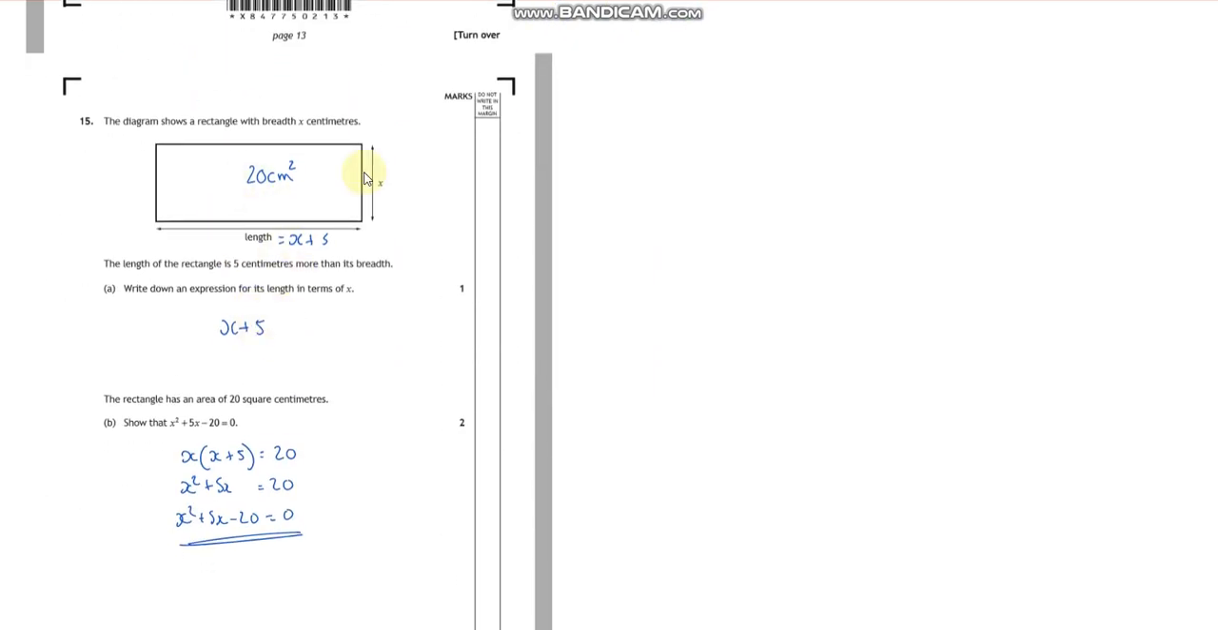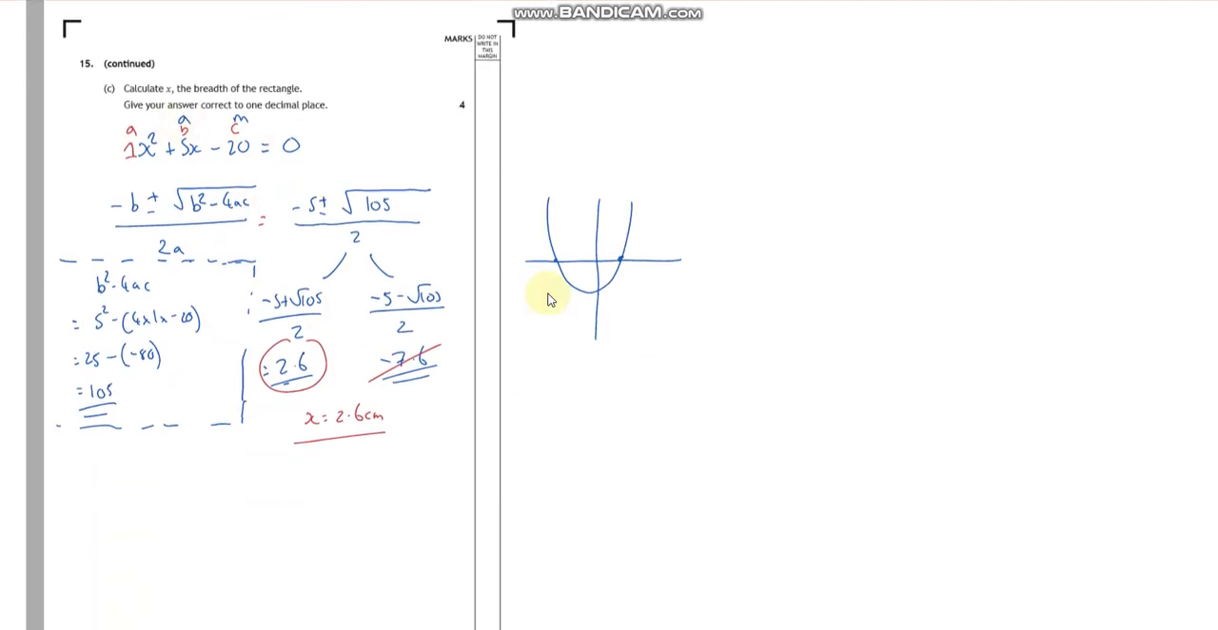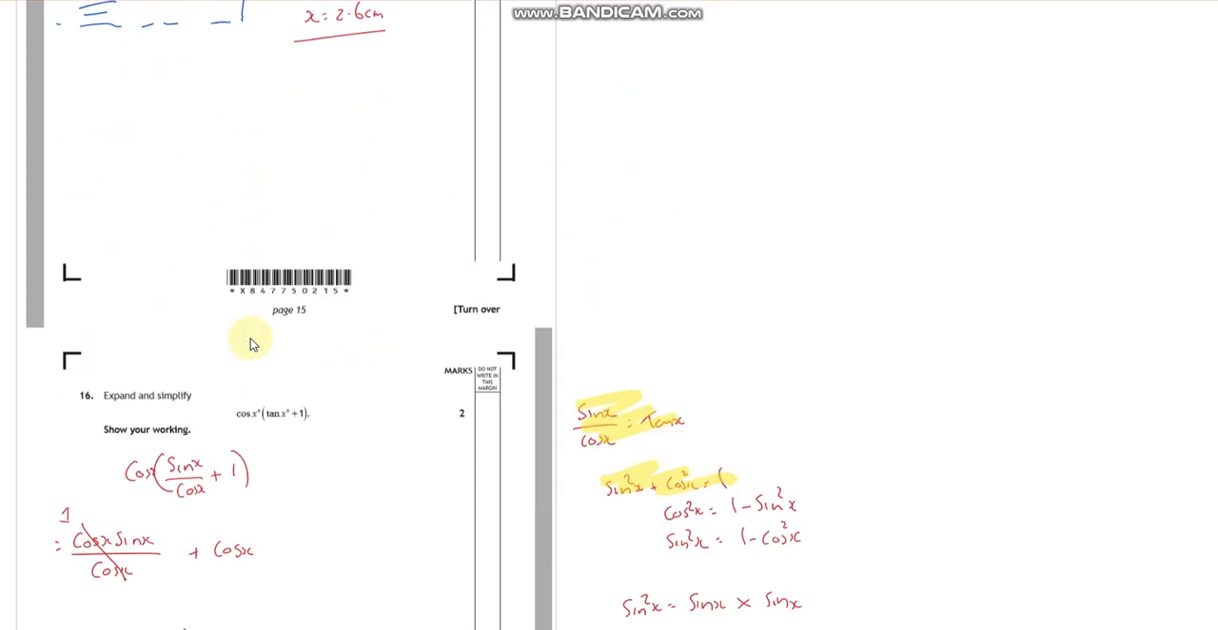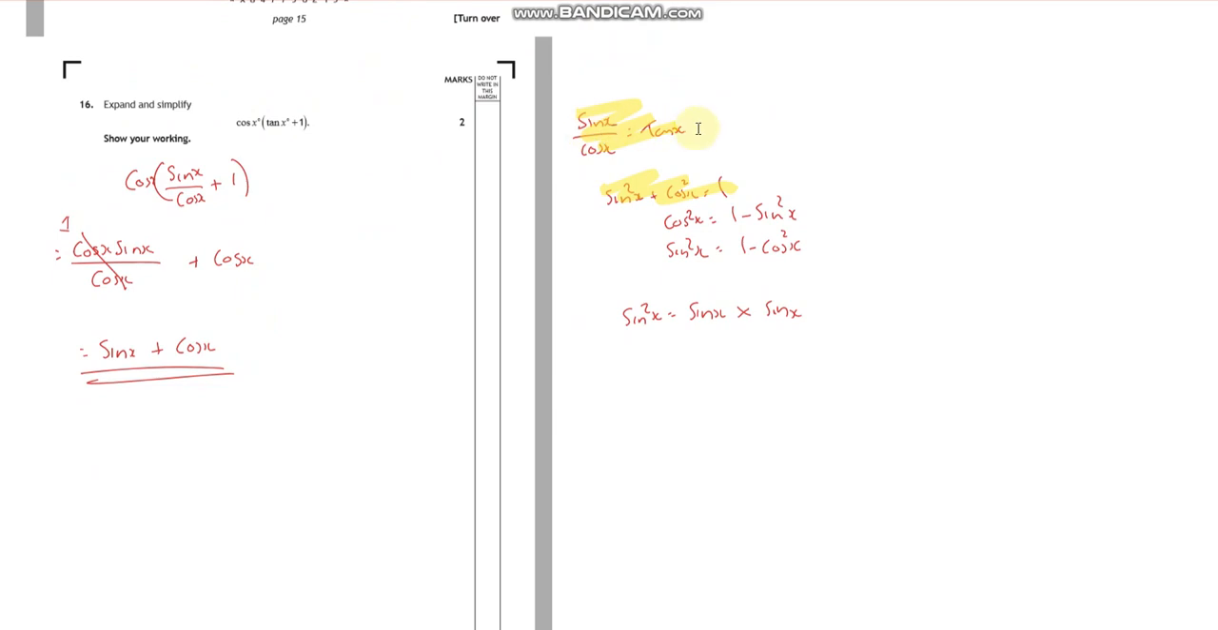This one again, just quadratics. You see shapes, you see x squared, so you should be thinking quadratics. And to solve a quadratic to 1 decimal place, you're using the formula you're given. So that's your clue, 1 decimal place. And very finally, trig functions. Tan is sine over cos, and sine squared plus cos squared is 1. So guys, hope that was helpful, and best of luck.